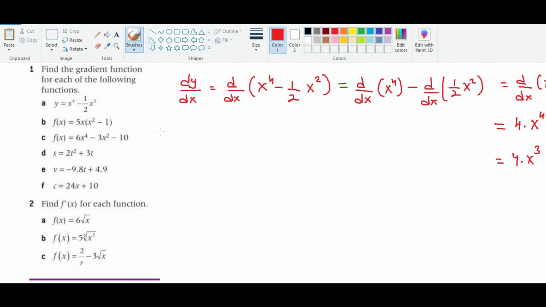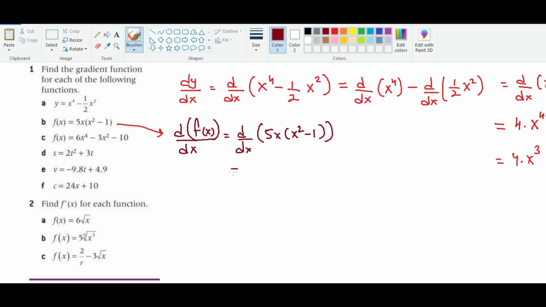This question can be solved with the product rule also. Let's solve this one. d f(x) by dx is actually equals to d by dx of 5x times x square minus 1. You can do the opening of bracket first and then do this, or apply the product rule, but I am going by a simple way. So I am just opening the bracket.